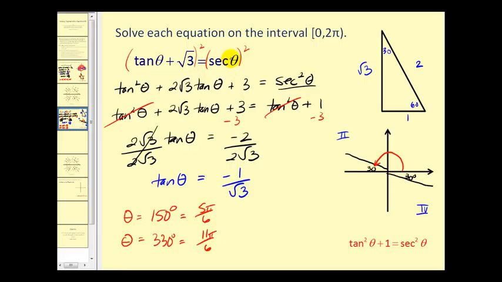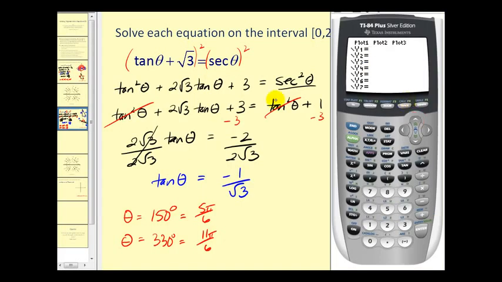So let's go ahead and check these like we did on number 1. We'll type the left side in y1, and then in y2 we'll type secant x. There's no secant key, so we'll type in 1 over cosine x. Go to our table and we'll type in what we think our solutions are. I'm already in degree mode, so I'm going to type in 150 and 330.